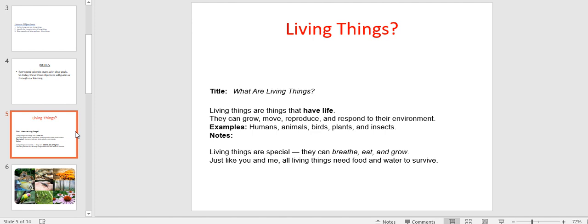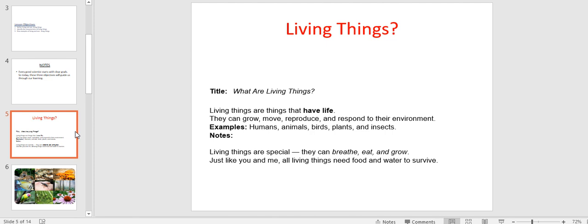To start with, let us start with living things. What are living things? That's where we get the definition of living things. Living things are things that have life. They can grow, they can become from a smaller state to a bigger state. That is growth. Living things can move. To move is to change position from one point to another. That is what we mean by moving.